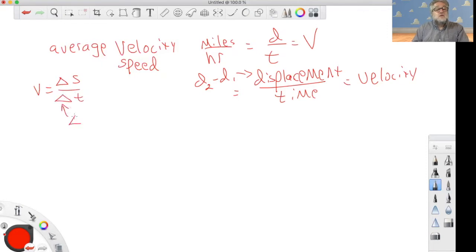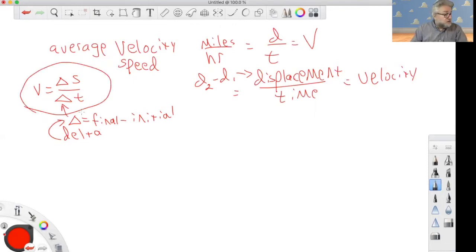Delta means final minus initial. And this is the Greek letter delta. Okay. And so we'll write that as final minus initial. So we have an equation here for the velocity.